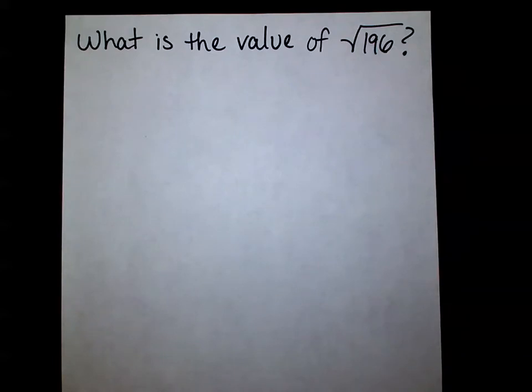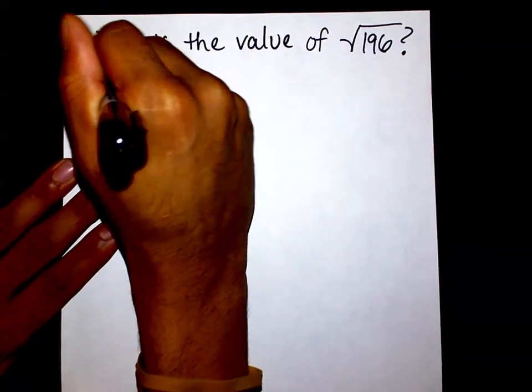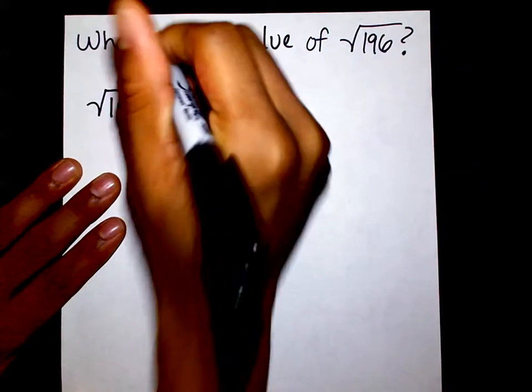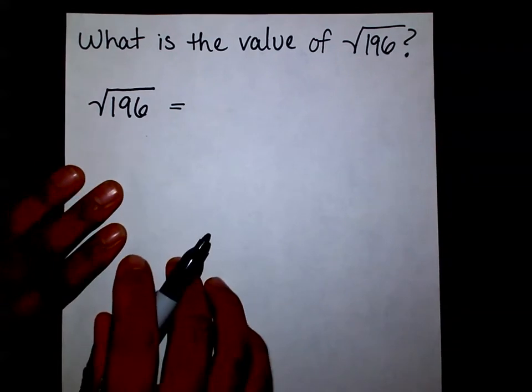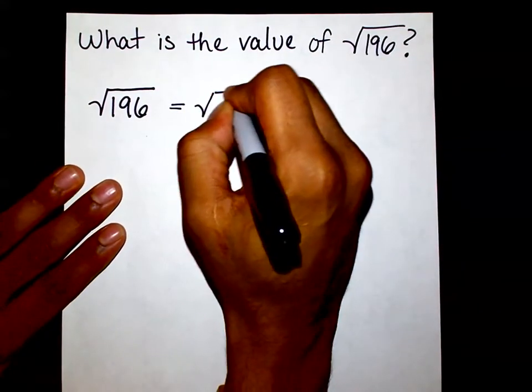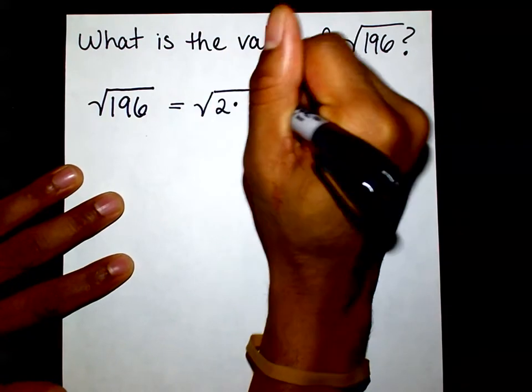If we want to figure this problem out, we want to first start by rewriting our problem. Square root of 196. Now what I'm going to do is get the factors of 196. I'm just going to break it down into two factors. I should come up with the factors of 2 and a number, because I know that all even numbers are divisible by 2. Let's see what I get. 98. So 2 times 98.